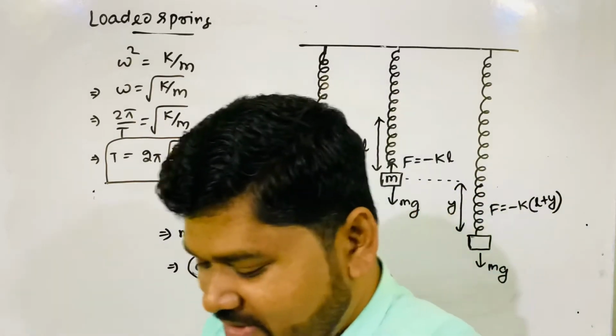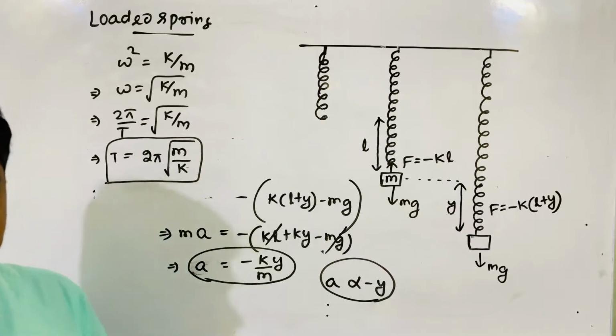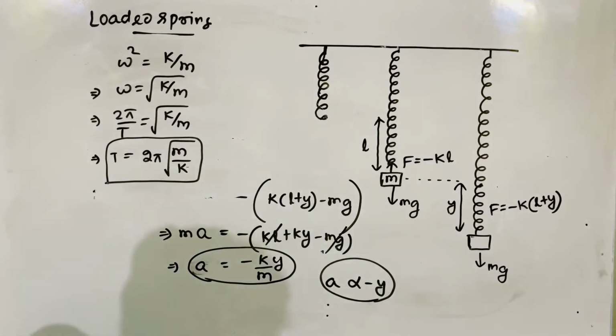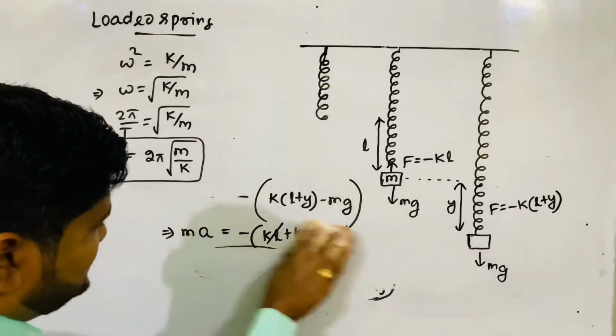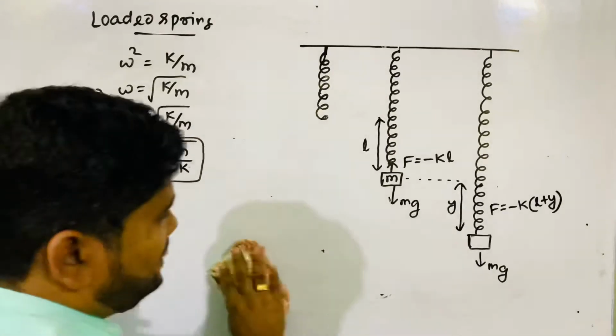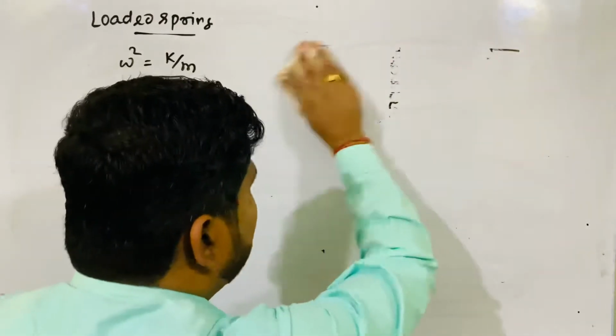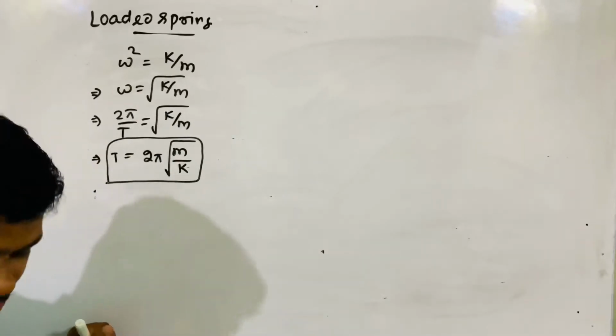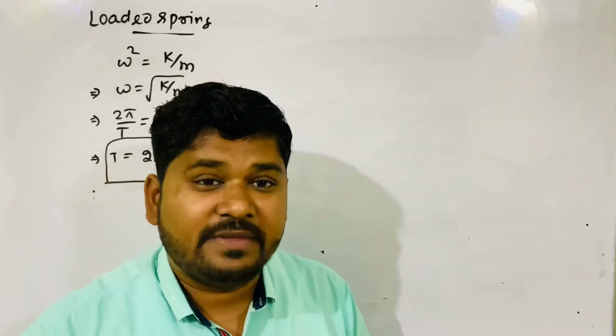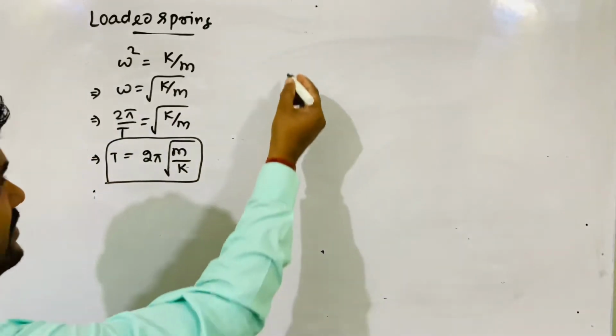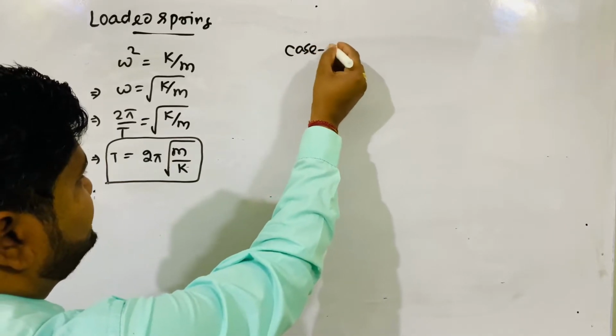But we'll discuss something extra here. What extra we'll discuss now in this portion? Suppose the springs are connected, then we need the composite spring. Now we'll go to the composite spring if they are connected in series or in parallel. So first, case 1.